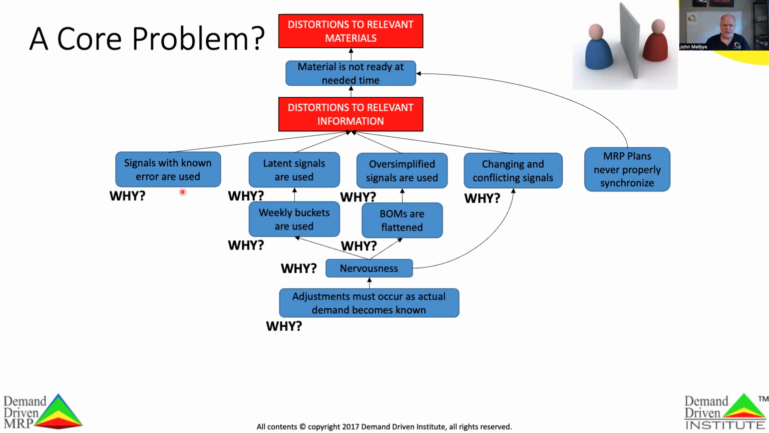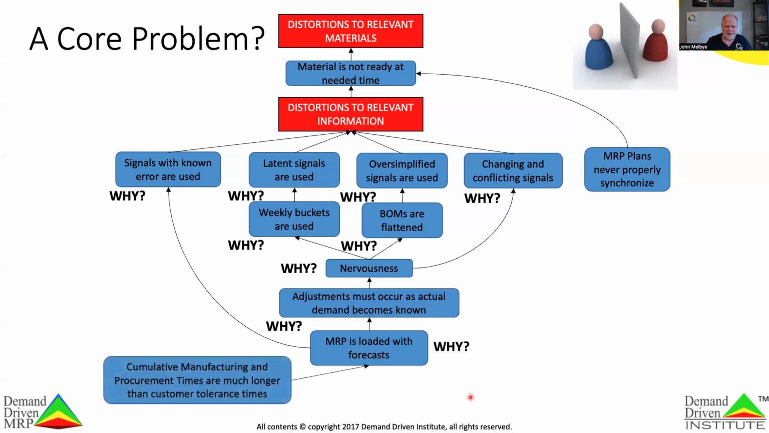Why? It ties us back to our signals with known errors. We're using forecasts to determine our actions today. So MRP is based on forecasts driving us to place our orders for our components, for example. Why is that? Because the cumulative manufacturing lead time and the procurement times are much longer than the customer is willing to wait. So we have to put something in MRP, and this was the tool we had. This is the only way we could look at it because the lead times have extended and the customer wait time or expectations is much less.